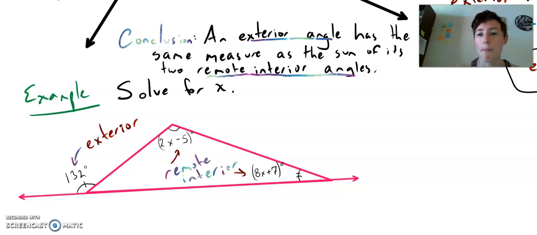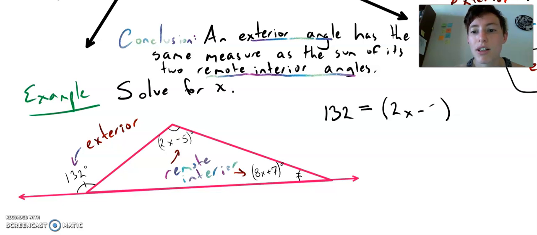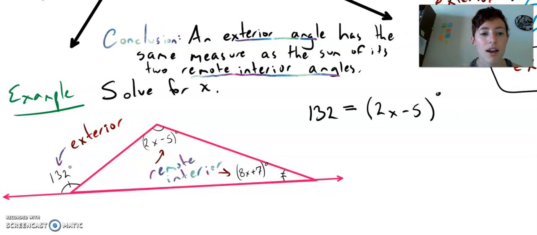Let's put that into math. The exterior angle has a measure that is equal to, that is, the same as, the sum, so that means I'm going to add together the measures of the two remote interior angles. So this one has a measure of 2x minus 5 degrees, and the other one has a measure of, I'm going to add them because we're summing, 8x plus 7 degrees. So 132 degrees has to be equal to 2x minus 5 plus 8x plus 7.